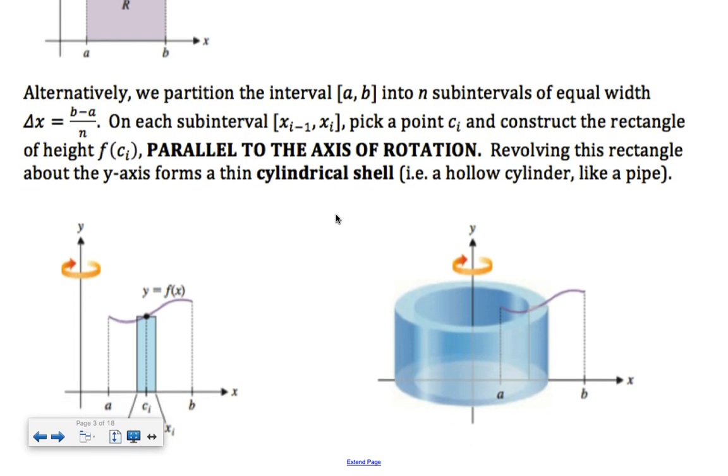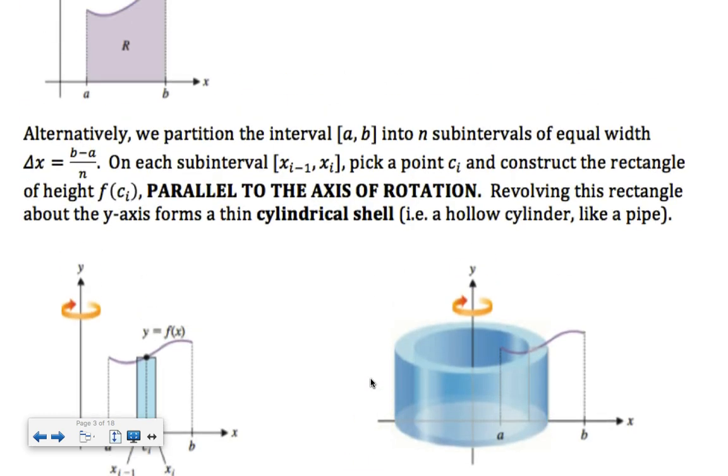So now, instead of having a horizontal rectangle, which we just tried to create up top and weren't able to do, we have a vertical rectangle, and this long side here is going to be parallel to the axis of rotation. And when we take this and rotate it around the y-axis like this, we end up with a cylindrical shell like this. It's called a cylindrical shell because it's a hollow cylinder. It kind of looks like a pipe. And we can actually figure out the volume of the cylindrical shell.